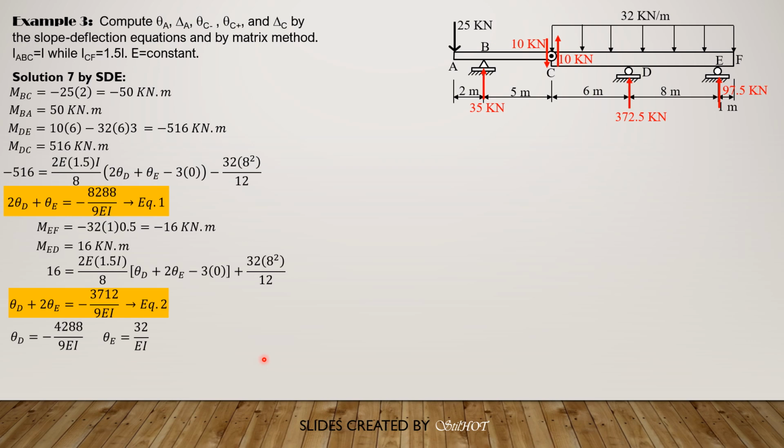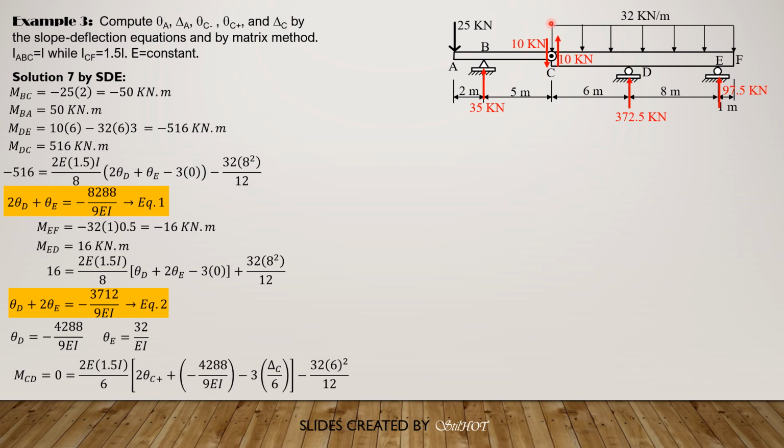Then we proceed to consider MCD, which is equal to 0 because this is a hinge, and it is equal to 2 times EI, which is 1.5 I over 6. The length is 6, quantity 2 theta C just to the right, plus theta D, which is already computed, negative 4288 over 9 EI, minus 3 delta C.